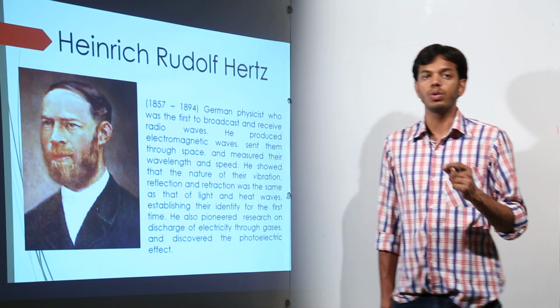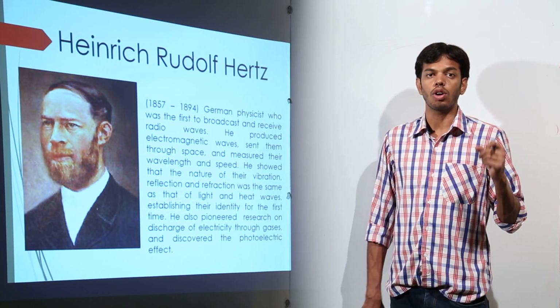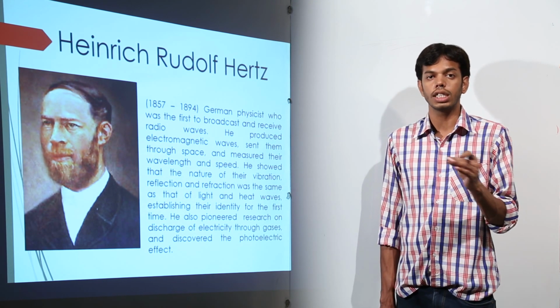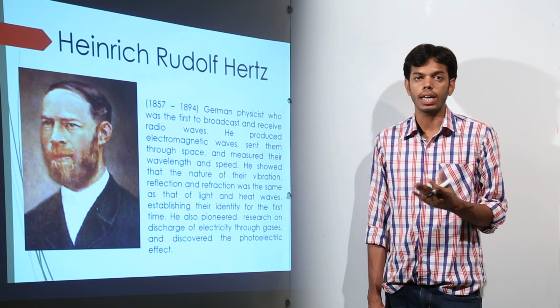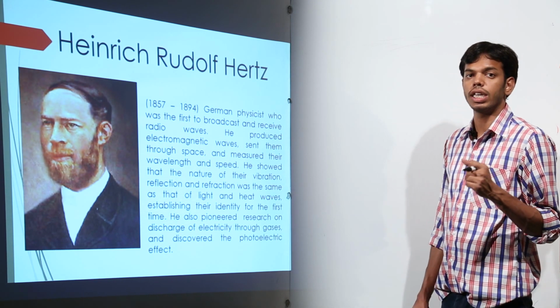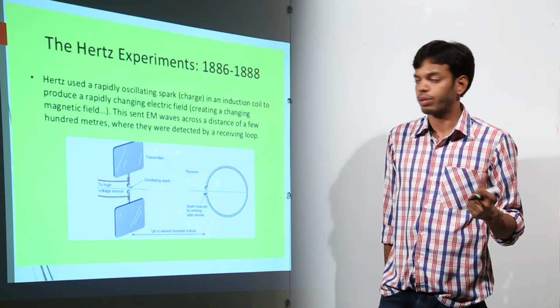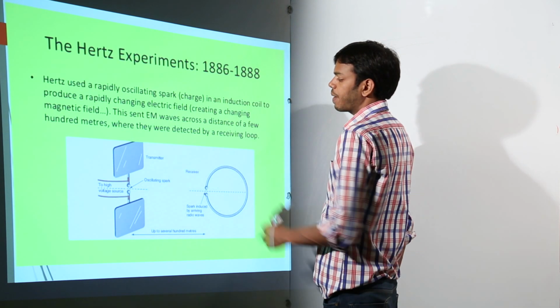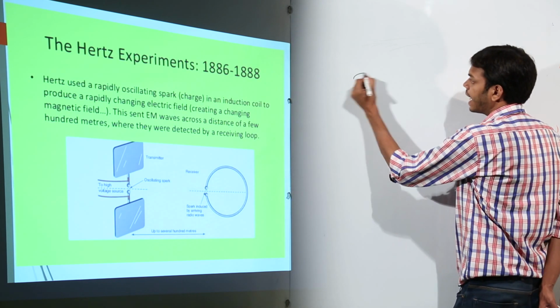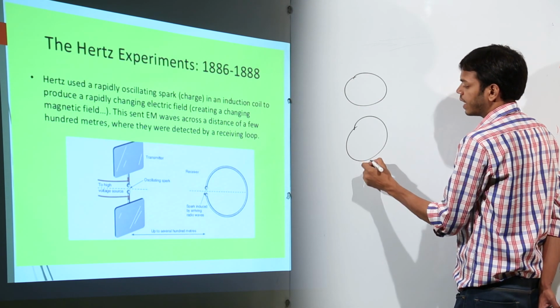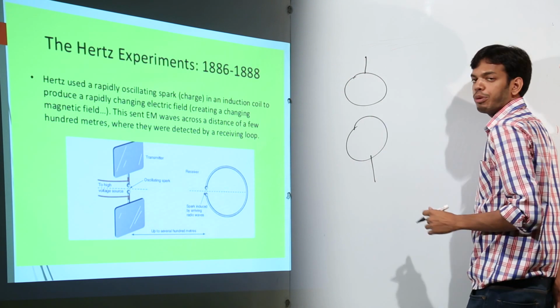He was also the first scientist to produce oscillating charge through spark. He produced the spark in his experiment. An oscillating spark produces electromagnetic waves, which means it is a source of electromagnetic waves. For example, the Hertz experiment was like this. He had two spherical conductors which were given a very high potential difference.